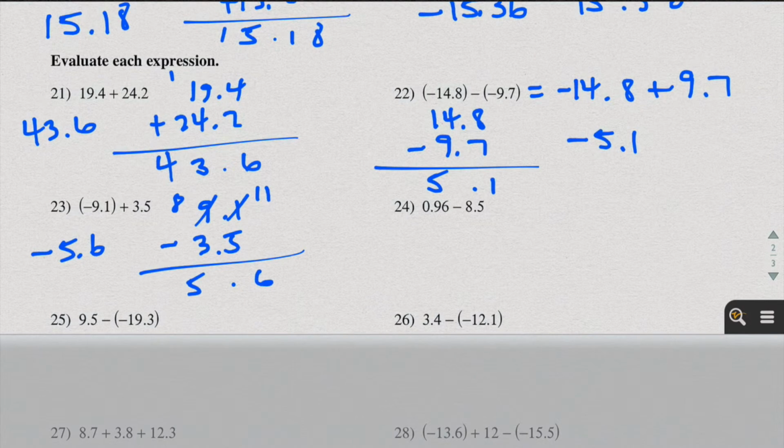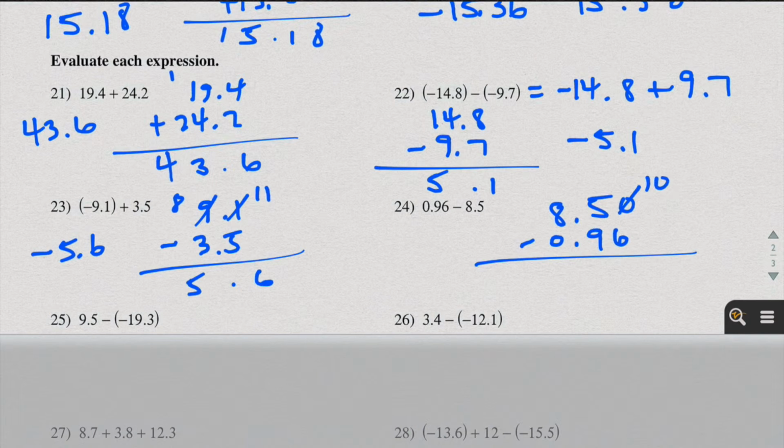Okay, number 24, 0.96 minus 8.5. We already know that our answer is going to be a negative because the 8.5 is a greater value than 0.96, so we use the sign associated with the 8.5, which is a negative. So let's go ahead and find the difference between the two. 8.5 minus 0.96, put a 0 here. This becomes 10, 5 becomes 4, 10 minus 6 is 4. This becomes 14, 8 becomes 7, 14 minus 9 is 5. Bring down the decimal and we get a 7, so we end up with negative 7.54.